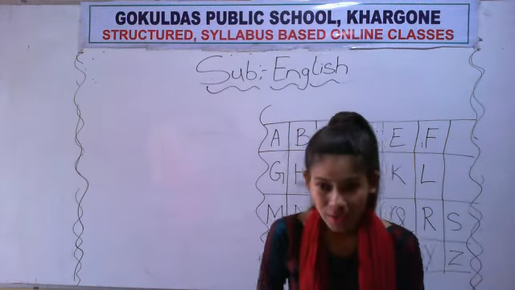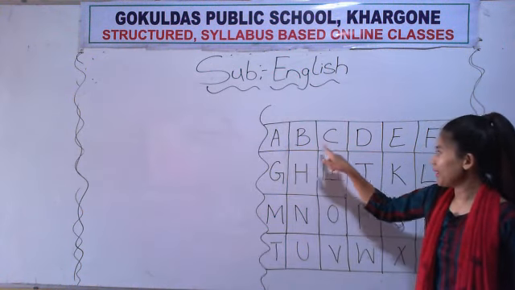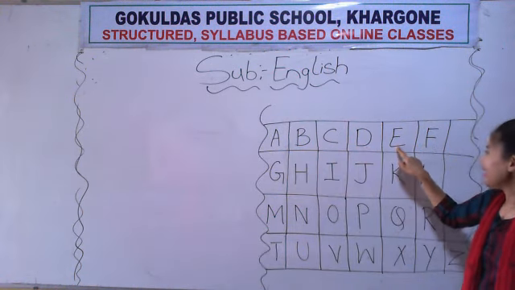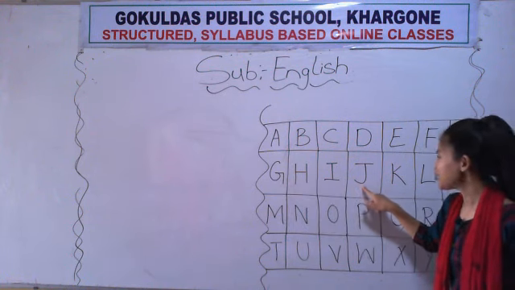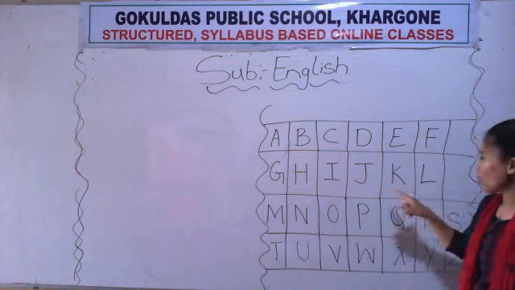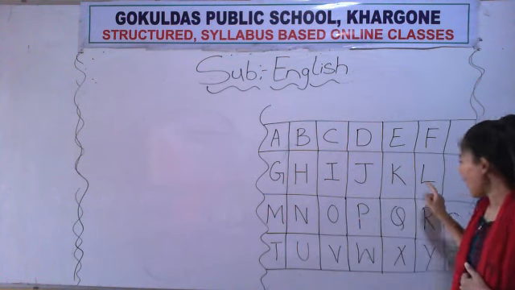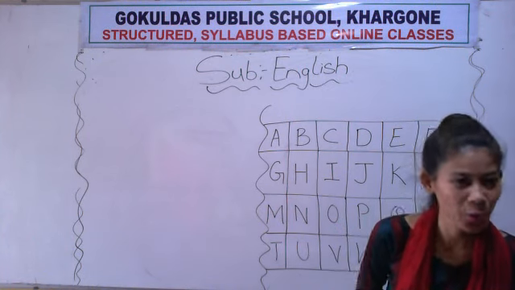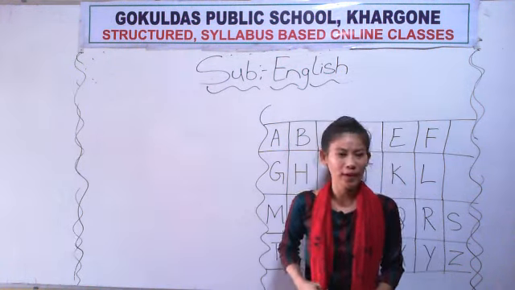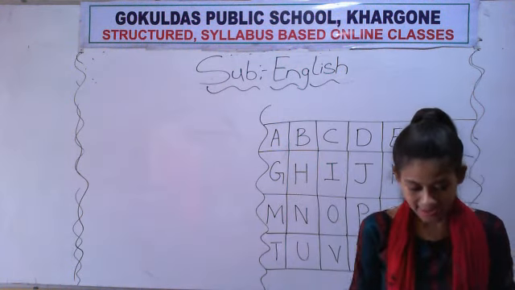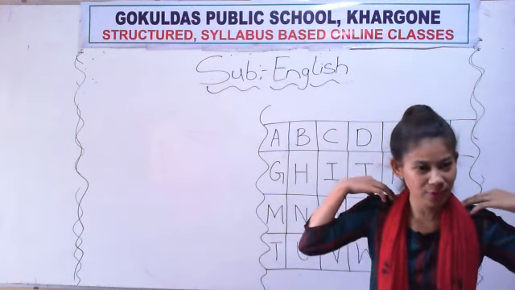See, we'll do a rhyme of ABCD. A B C D E F G H I J K L M N O P, Q R S T U V W X Y Z. You can practice this rhyme also.